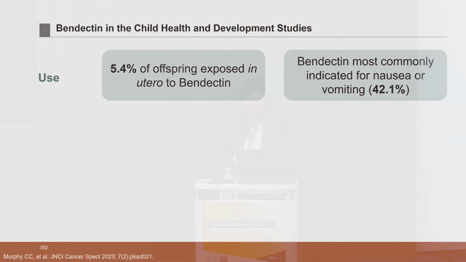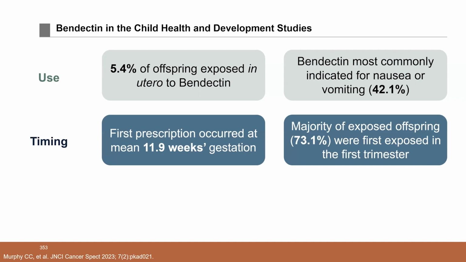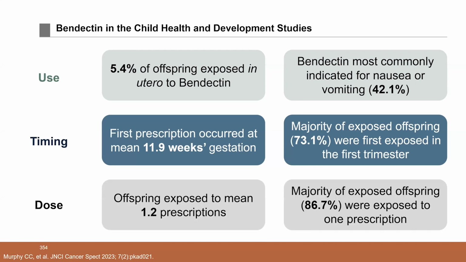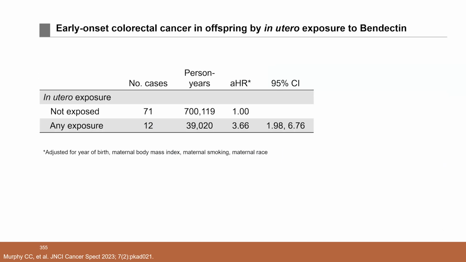In the Child Health and Development Studies, about 5% of offspring were exposed in utero to Bendectin, and the most common indication for its use was nausea or vomiting. The first prescription for Bendectin occurred at about 12 weeks of gestation, and the majority of exposed offspring were first exposed in the first trimester. Exposed offspring were also exposed on average to just over 1 prescription, and the majority to only 1 prescription.